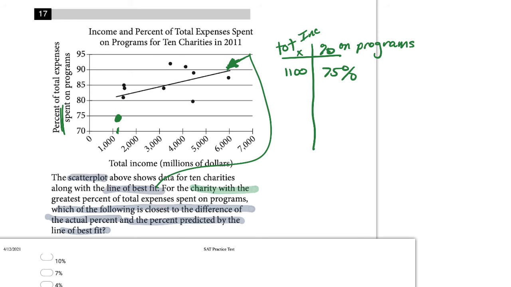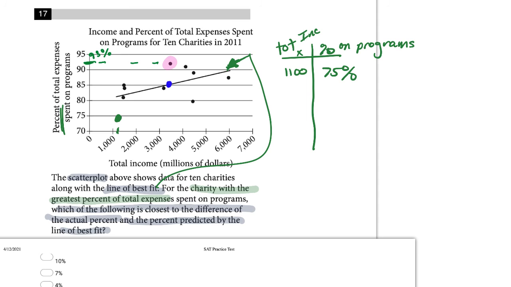For the charity with the greatest percent of total expenses, I'm going to highlight him in pink. The greatest percent. That's this guy right there in pink, because that's the highest percentage one, okay? And that's about, I don't know, 93% about. Okay, now the line of best fit predicts something different.